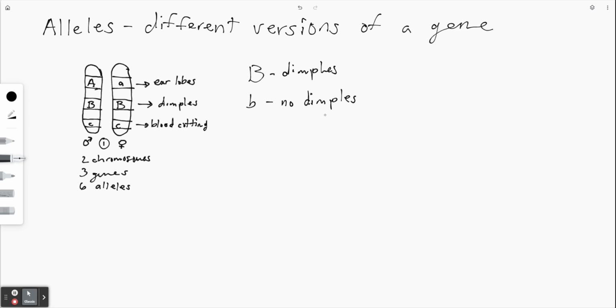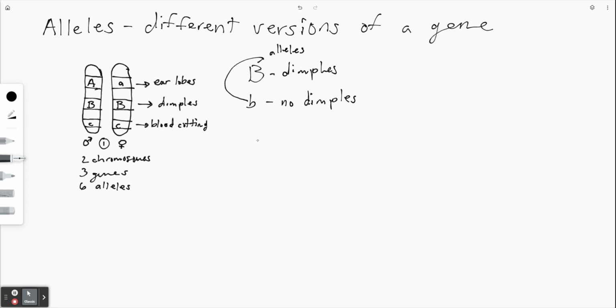Well, it's not as simple as that. You don't only have one letter, right? Because you get a letter from your mom and you get a letter from your dad. These letters are alleles, the different versions of the gene. You can make different combinations, as we see here, because in your cell, your chromosomes come in pairs. So you have big B, little b, and we have different combinations that we can make.